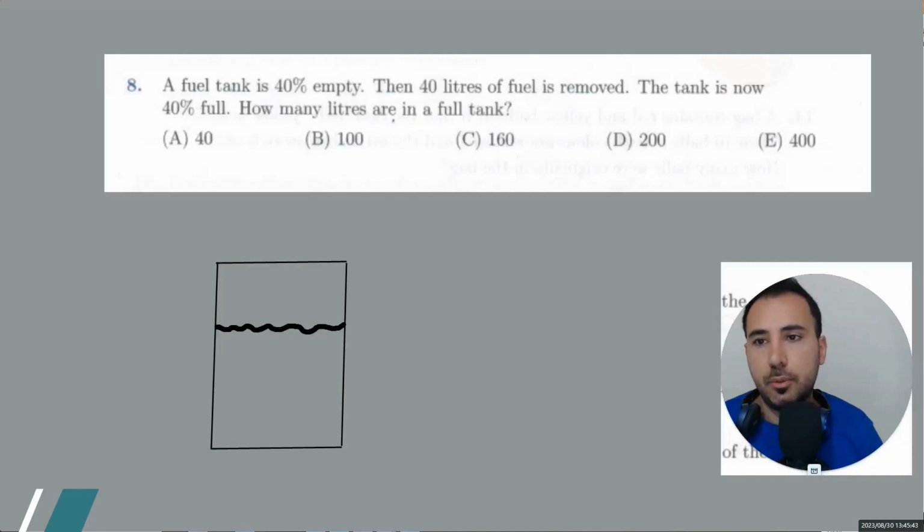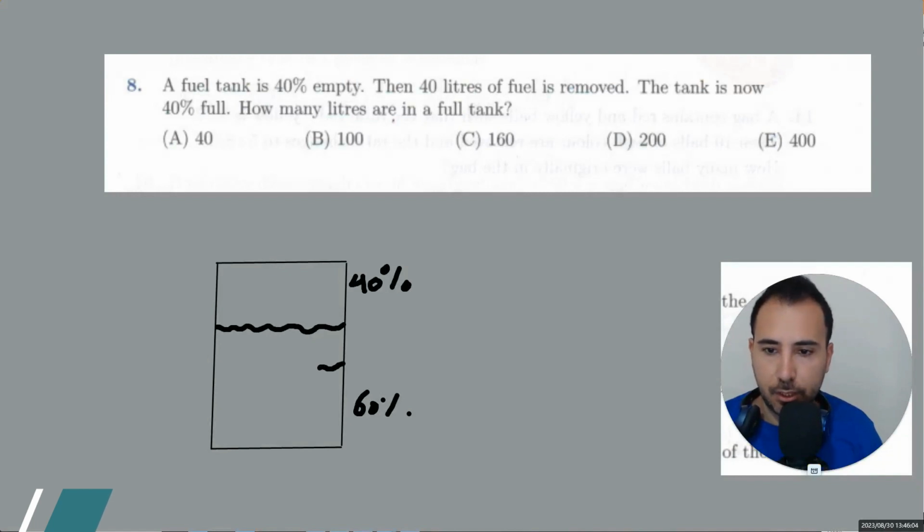Question 8. A fuel tank is 40% empty, so this part is 40%. Now, which percent is full? Obviously, it's 60% full now. Then 4 liters of fuel is removed. The tank is now 40% full. So that means it's getting lower. Here we had 60% at the beginning. Now we have 40%. So what percentage did we lose? Okay, 20% is lost.